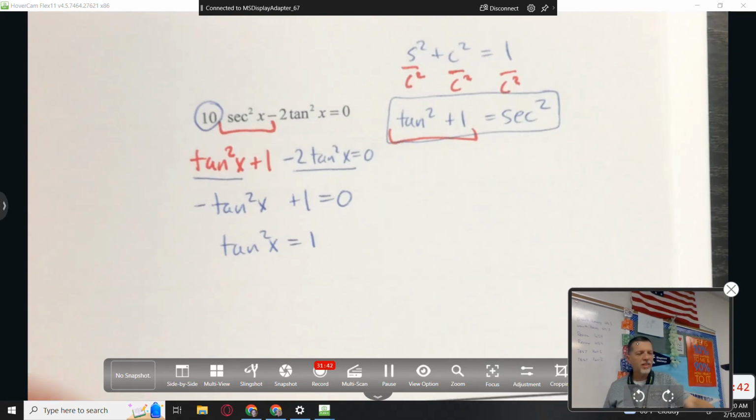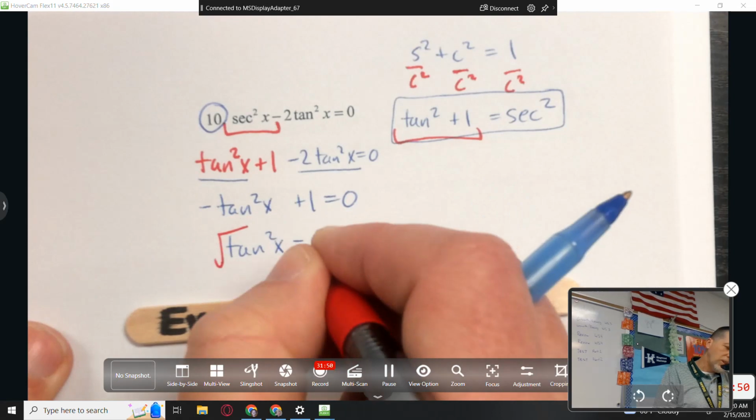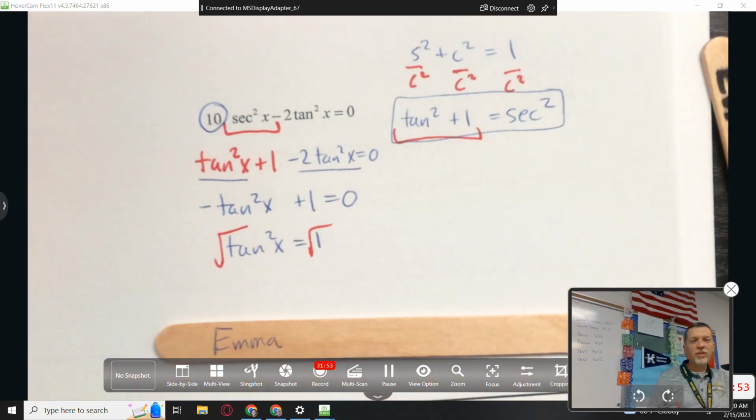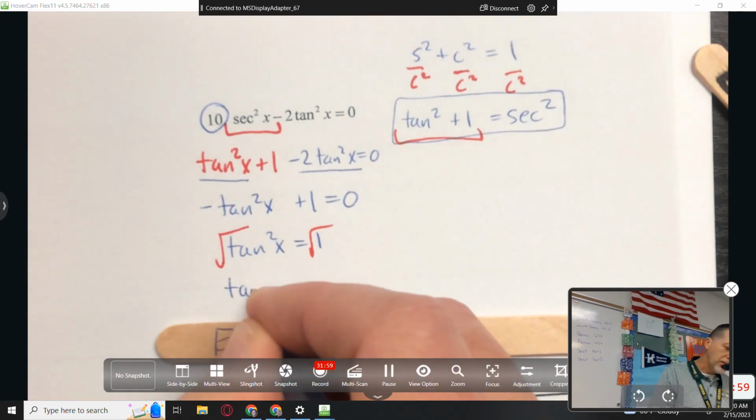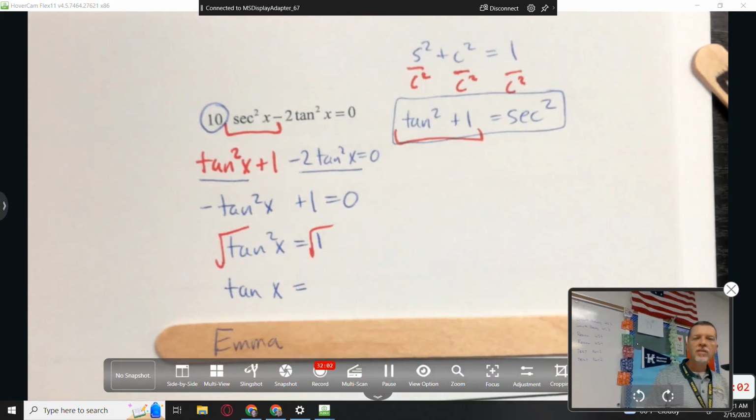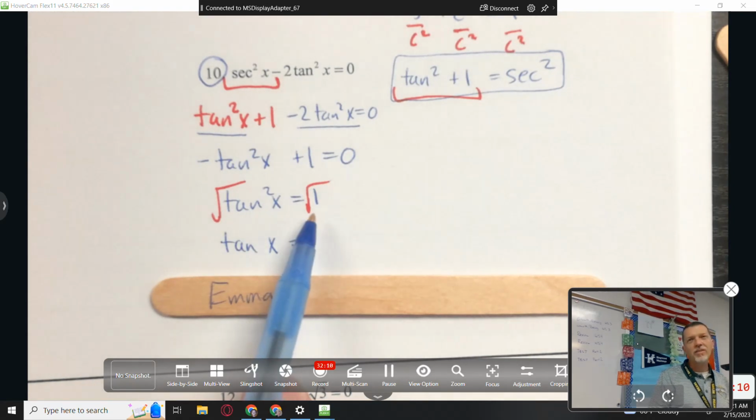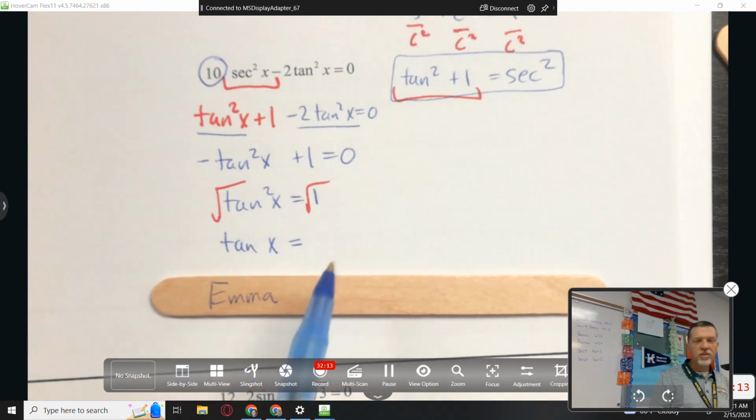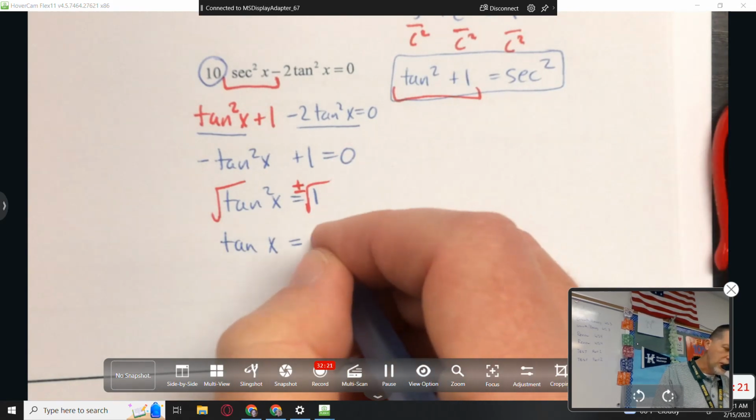Evan, what do you want to do next with this problem? Okay, I like that. Square root it. Oh, except what I wrote was not exactly right. Emma, what's not quite right about what I've written? I mean, Evan was right. I need to square root both sides. I put the square roots on, but I left something off. When you square root both sides, the plus or minus. So I probably should have written plus or minus 1 as soon as he said square root.